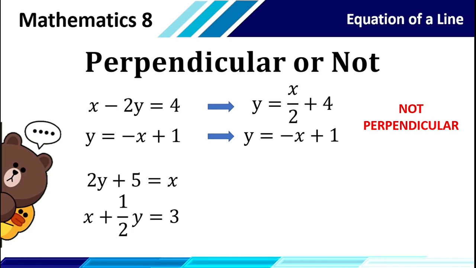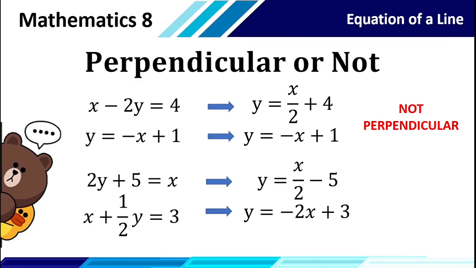Let's have our second example. We have 2y plus 5 equals x and x plus 1/2 y equals 3. Again, let's convert the following equations into slope-intercept form. On the first equation, we will have y equals x over 2 minus 5. And on the second equation, we will have y equals negative 2x plus 3. As you observe, 1/2 and negative 2 are negative reciprocals of one another. Therefore, the graphs of these equations are perpendicular.